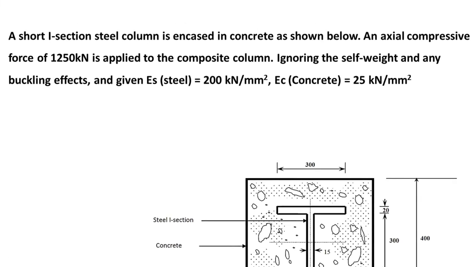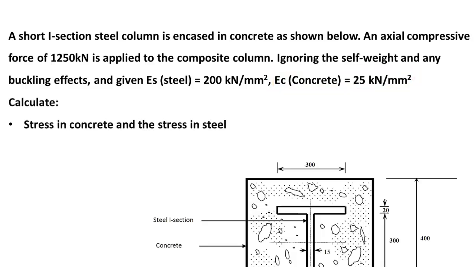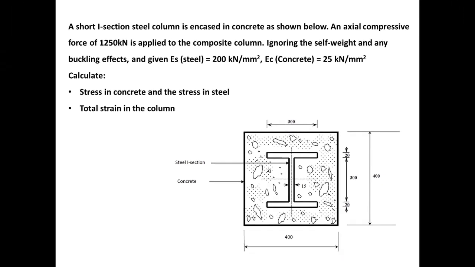A short I-section steel column is encased in concrete as shown below. An axial compressive force of 1250 kN is applied to the composite column. Ignoring the self-weight and any buckling effects, and given the modulus of elasticity of steel is 200 kN per millimeter squared and Ec, the modulus of elasticity for concrete, is 25 kN per millimeter squared, we are asked to calculate the stress in concrete and the stress in steel, then find the total strain in the column.